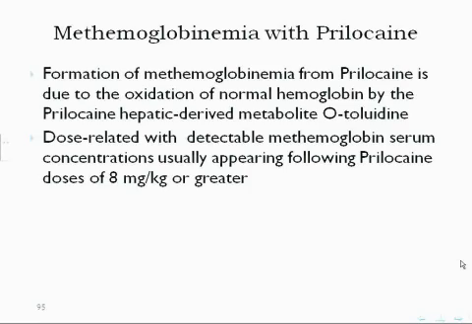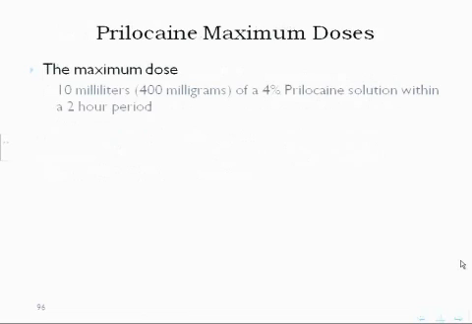Methemoglobin with prilocaine is a formation of methemoglobin from o-toluidine, which is a normal metabolite, which is hepatically derived. It's dose-related, with detectable methemoglobin serum concentrations usually appearing following prilocaine doses exceeding 8 milligrams per kilo. The maximum dose you should ever use is 10 milliliters, or 400 milligrams, of 4% prilocaine solution within a 2-hour period of time.